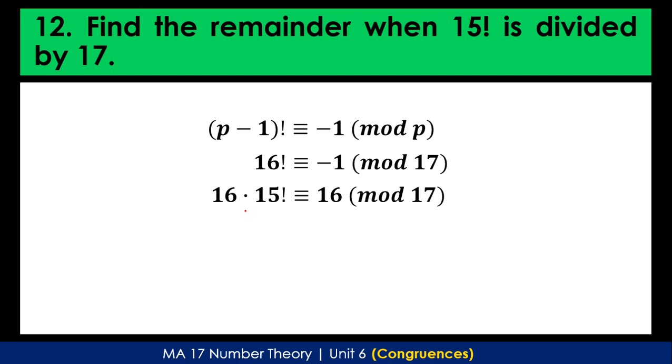And then remember, we have the cancellation property, so let's check. We have 16 as our C and our M here is 17, so the GCD is 1. If we divide this all by 16, we'll have 15 factorial. 16 divided by 16 is 1, and 17 divided by the GCD of 1 is still 17. So 15 factorial is congruent to 1 modulo 17.